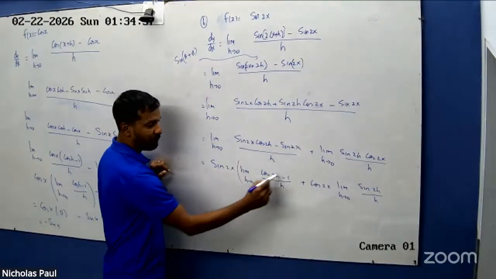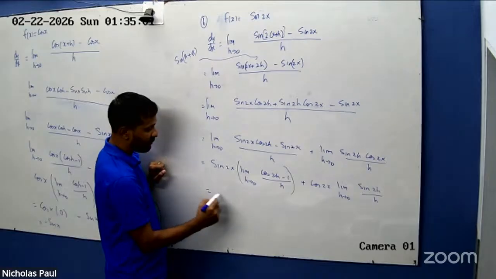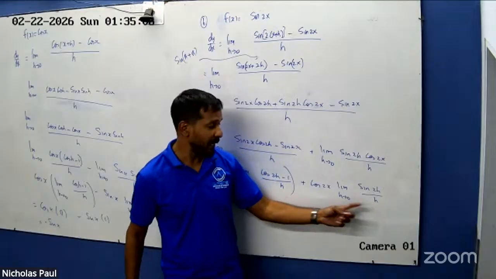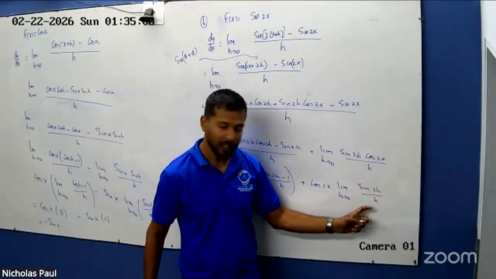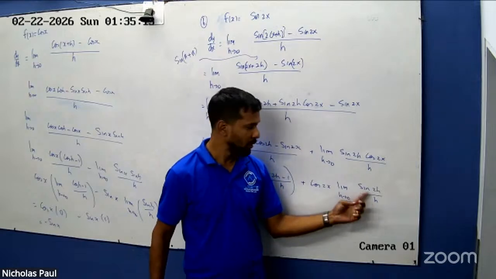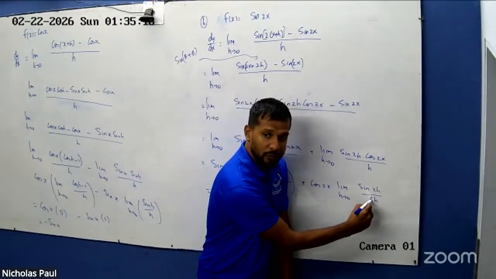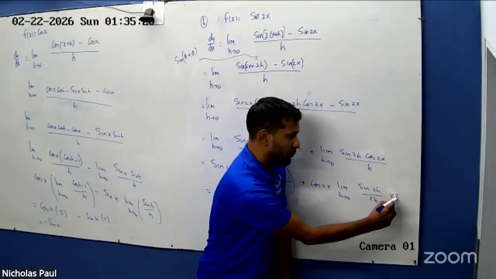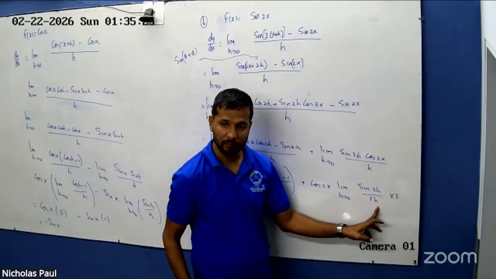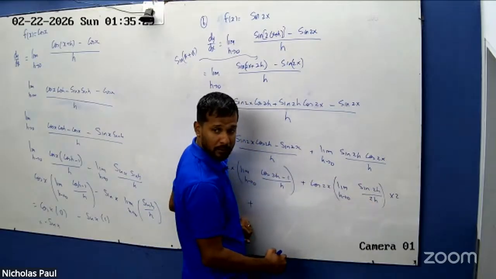What's the limit of this here? This is 0 again, right? I have a slight problem here. This is sine 2h on h. If here is 2h, here must also be 2h. So to get a 2 here, what do I do? Multiply by 2, divide by 2. Right? So now this becomes 1.